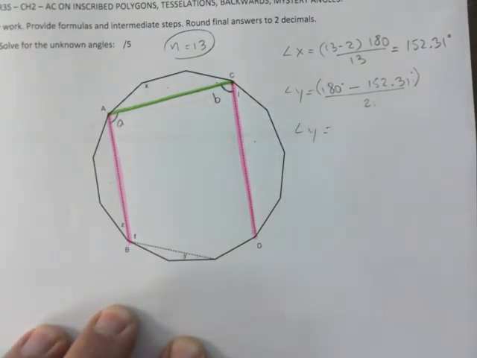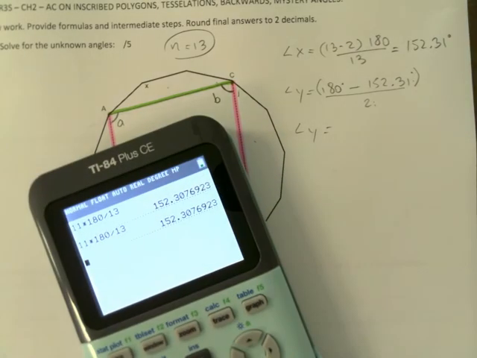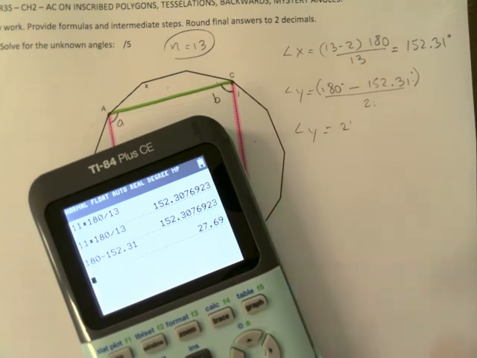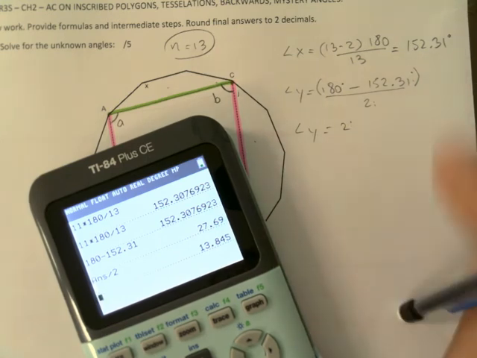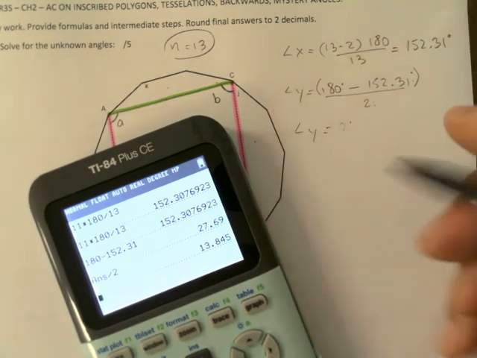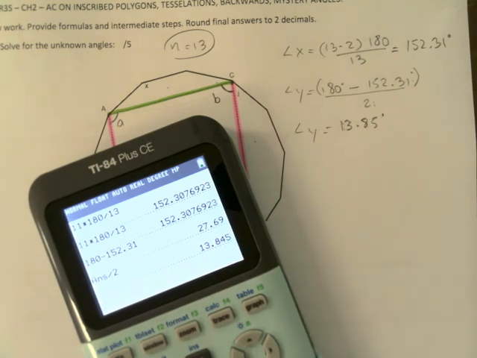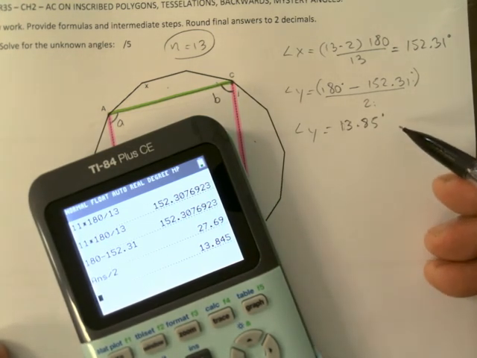So angle y, what is that? I have all these answers on my original on the notebook software. 180 minus, and then I have to divide that by 2, right? Almost got that wrong. 13.85 degrees. Okay, you get a mark for that.